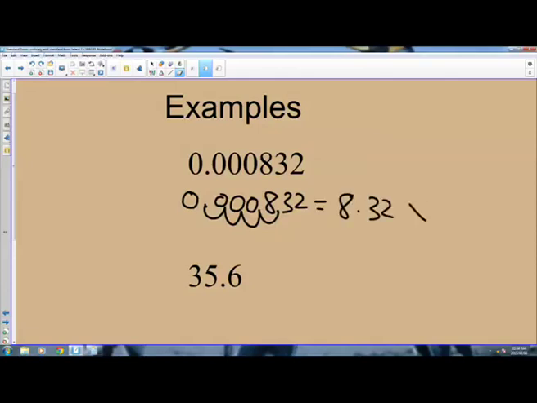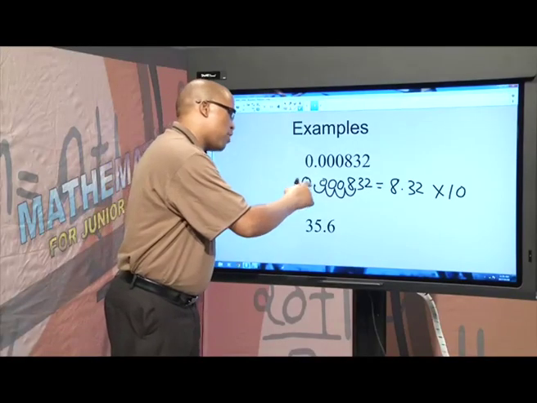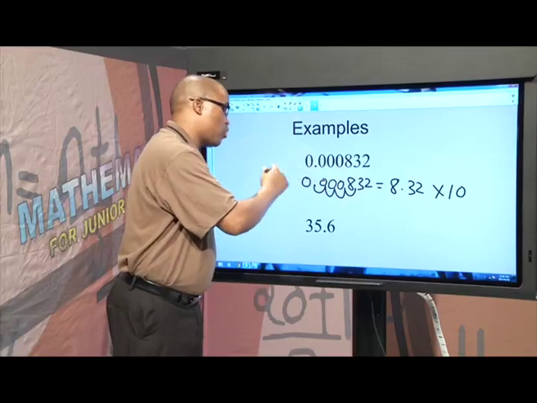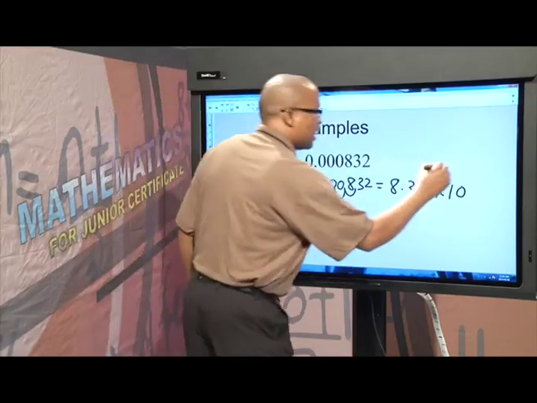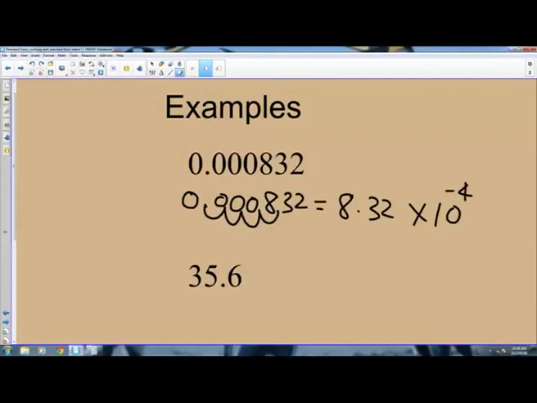8.32 times 10. But then, remember, we were moving the point to the right. Because we are moving the point to the right, it means we are now multiplying by 10 to the power negative 4, because we moved 4 steps to the right. 1, 2, 3, 4. So, this will be 8.32 times 10 to the power negative 4.